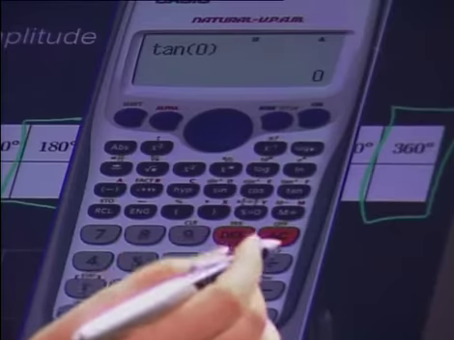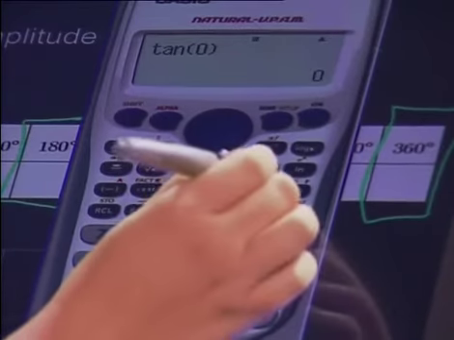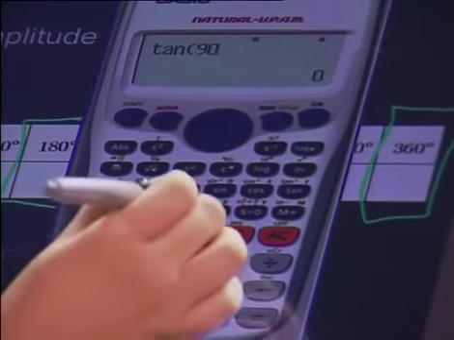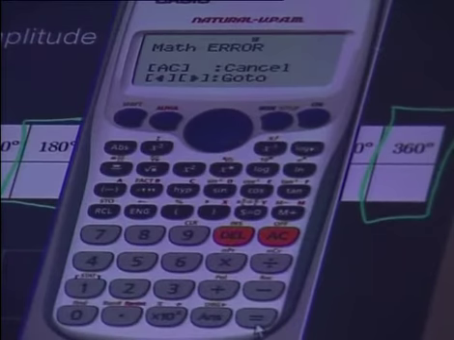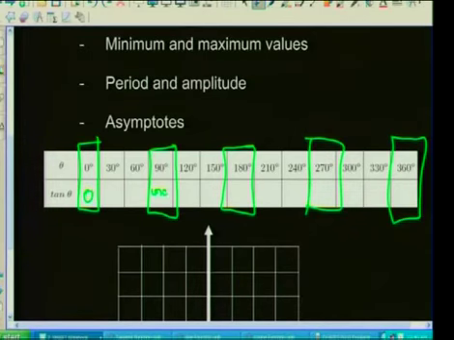Tan of 90 degrees. Oh dear, you've got a math error. What now? Have you made a mistake? In fact, you have not. What this means is at this point, tan 90 is undefined.